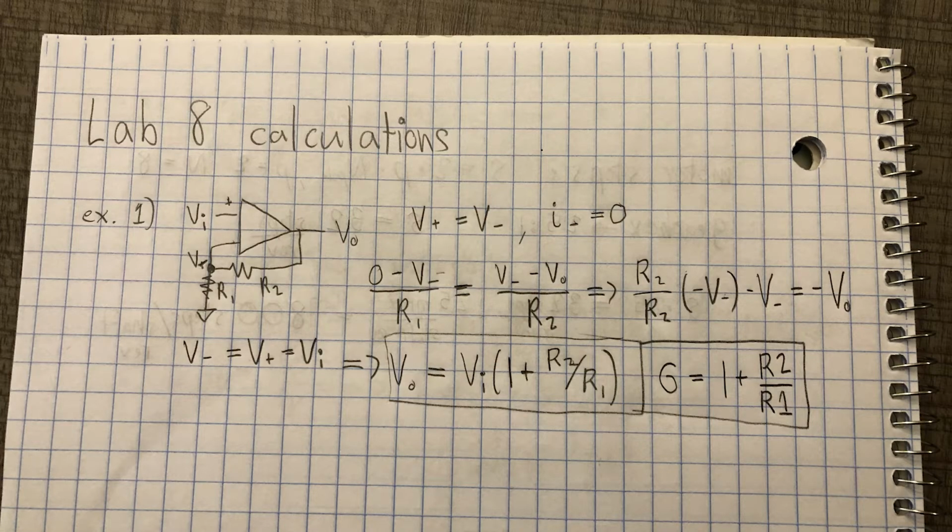Here's the derivation for my non-inverting amplifier, and as you can see, I used nodal analysis as well as the assumption that V plus equals V minus, and the current into the amplifier is 0, and the numbers turn out to be the gain equaling 1 plus R2 over R1.